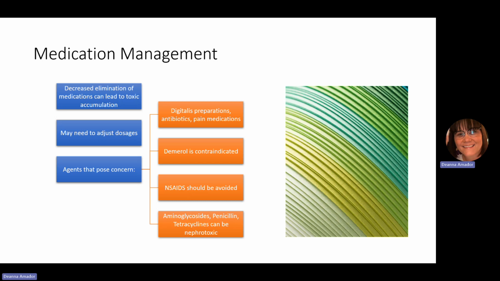NSAIDs block the synthesis of the renal prostaglandins that promote vasodilation, and this can worsen the renal hypoperfusion. A lot of times they'll substitute acetaminophen for NSAIDs in patients with renal failure. Certain meds like the aminoglycosides, penicillin, tetracyclines are all nephrotoxic, so should be avoided. Certain meds are filtered out through dialysis, so you have to think about that when your patient is receiving dialysis. So that's something you can talk to your dialysis nurse about.